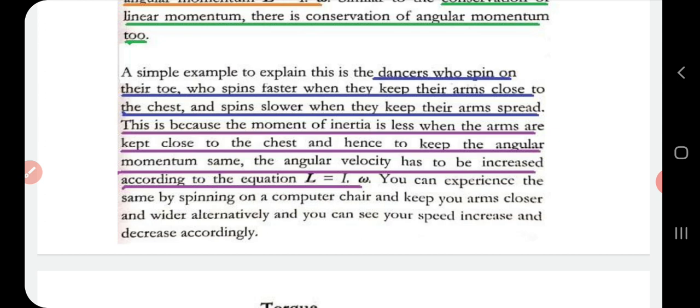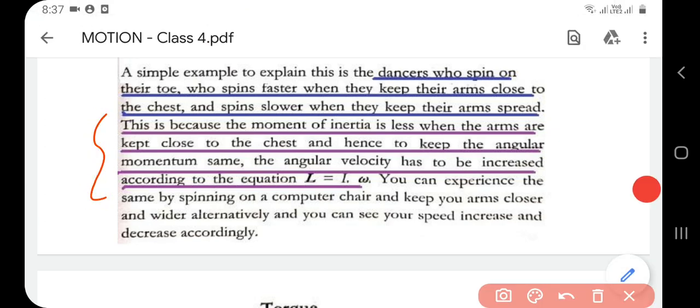So the dancers who spin on their toe will spin very fast if they keep their arms very close to their chest, and if they keep their arms apart, their motion will get slow. This can be explained based on the moment of inertia and the law of conservation of angular momentum. So study the reasons for that. This is given here, in this paragraph. Moment of inertia is less when the arms are close to the chest, and in order to keep angular momentum the same, what should we do? The angular velocity has to be increased as per the equation L equal to I omega.